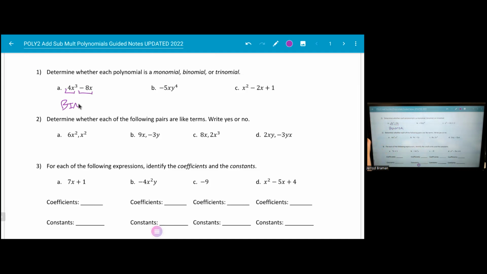You'll notice in B, there's only one term because there's nothing added together. It's just negative 5xy to the fourth. This is what we call a monomial. Our third one is x squared minus 2x plus 1. You can feel the rhythm a little bit, right? That sounded like three distinct beats. We've got 3 terms, making this a trinomial.